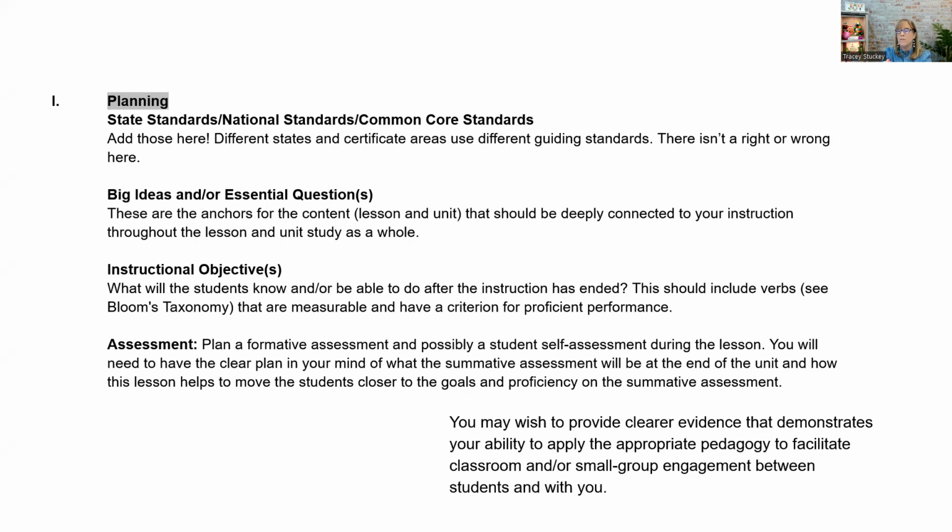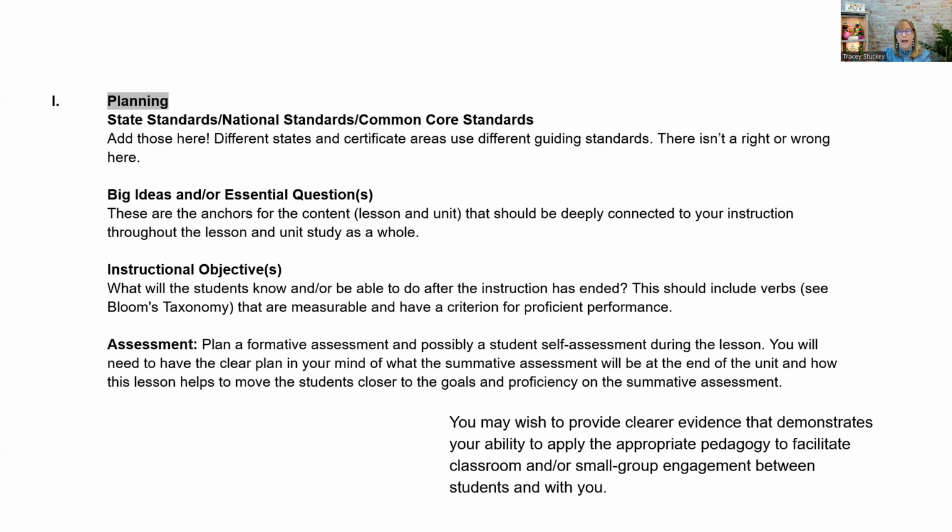And it says, you may wish to provide clear evidence that demonstrates your ability to apply appropriate pedagogy to facilitate classroom and or small group engagement between students and with you. So in this case, actually, that probably doesn't fit there. That probably fits on the next slide. But we have to really know our goals to be able to then push pedagogy, which is your strategies. Those are your procedures, your strategies, your techniques that you're using to engage the students.